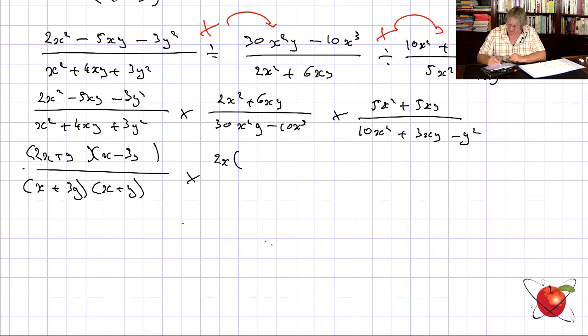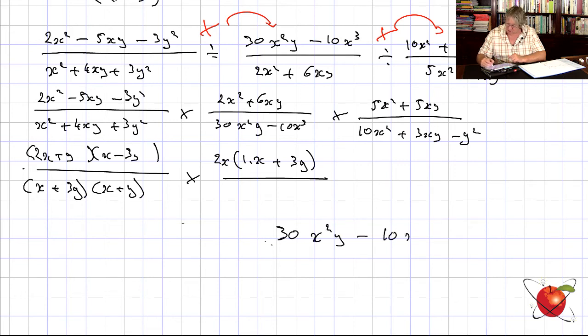So I take it out, leaving me with 1 times x plus 3 times y, okay? Over here, I can take out 10. I can take out x squared, look at that. Can you see it? Okay, let's do this one: 30x squared y minus 10x cubed. I'm doing this one, right?